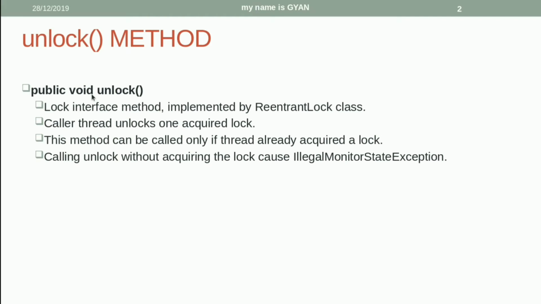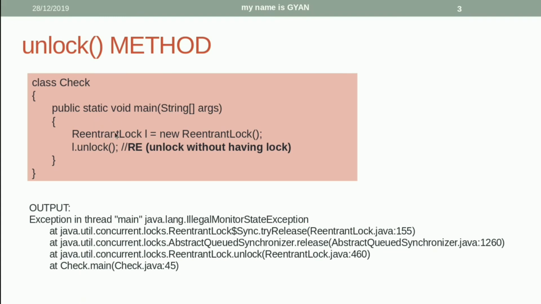Otherwise, if a thread does not have any acquired lock and that thread calls the unlock method, then the JVM will throw IllegalMonitorStateException. Therefore, calling the unlock method without acquiring the lock causes IllegalMonitorStateException. Here in this case, without acquiring a lock, the thread is calling the unlock method and the JVM will throw an exception, java.lang.IllegalMonitorStateException.